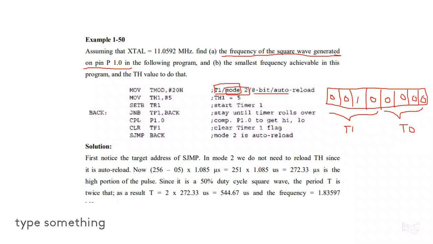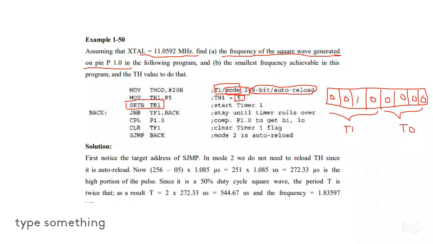As the TMOD register is set to mode 2, that is nothing but 8-bit auto reload, so only 8-bit data it is going to accept. Then MOV TH1, #5. So 5 is the number we selected for the crystal frequency 11.0592 MHz. Once you set TR1, the timer is going to run. This timer is going to start from 5 and end at 255.